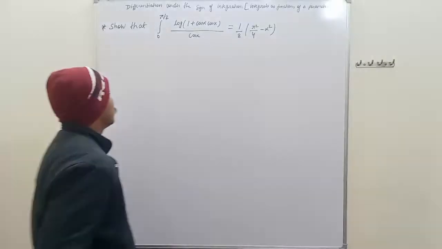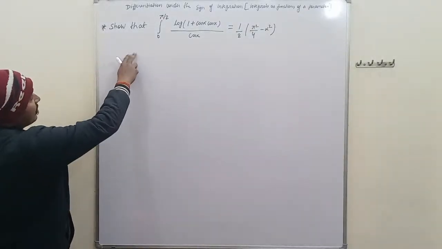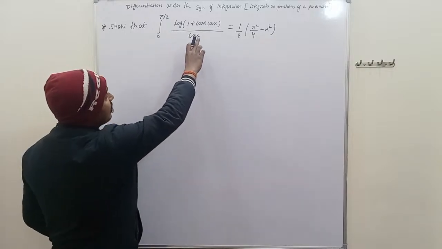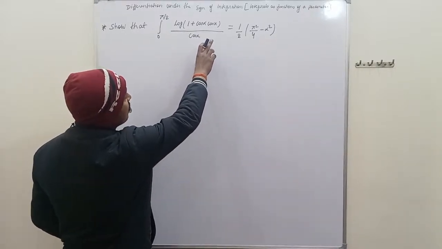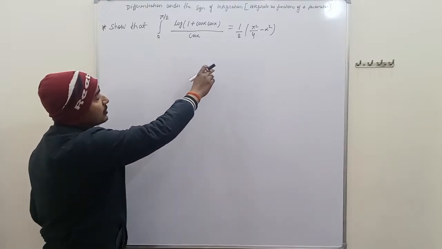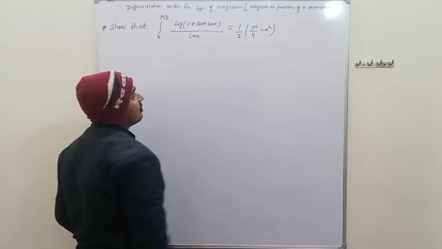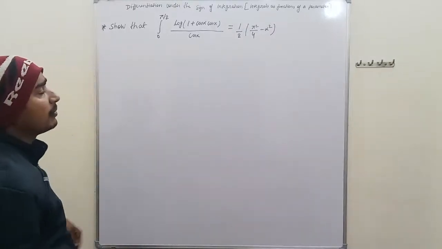The question is to show that the integral from 0 to pi by 2 of log of (1 plus cos alpha into cos x) upon cos x dx is equal to 1 by 2 into (pi square by 4 minus alpha square). Let's solve the problem.